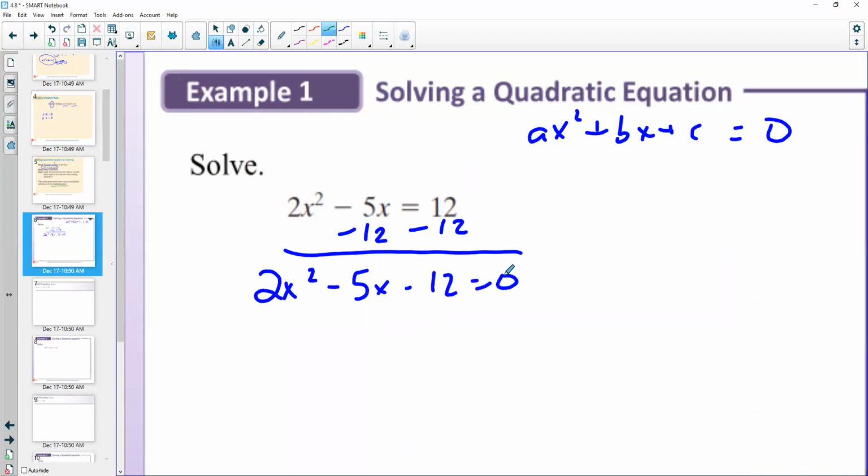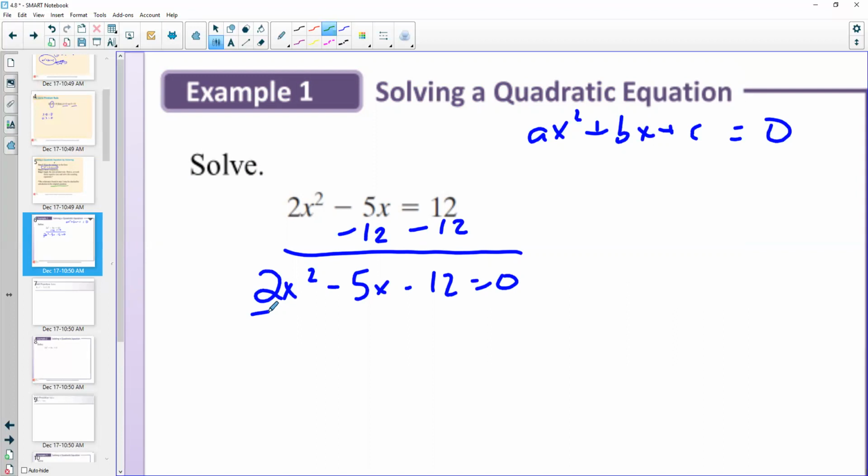All right, now I'm in standard form. Now I have to factor. So now I have to look at what I have. Is there a common term? No. Nope, 5 isn't even, so I'm stuck there. Okay, well, I have a number in front of x squared. That means I'm going to use the AC test.